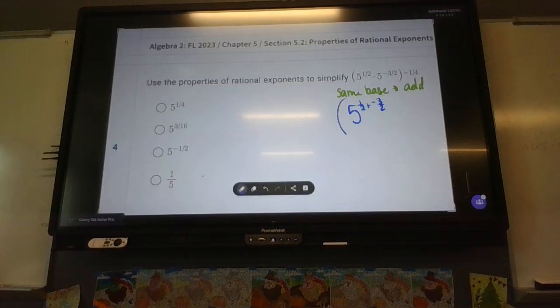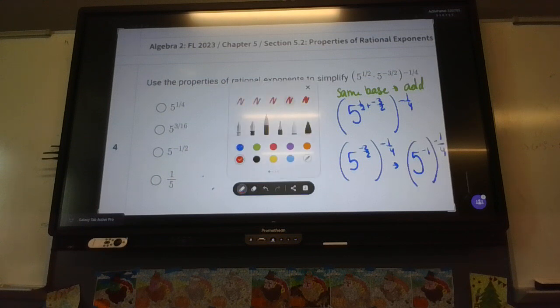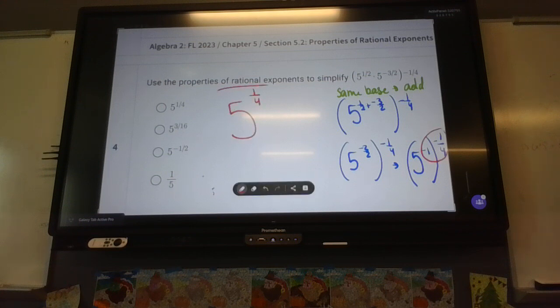So, and those have a negative 1/4 outside. So, 1 minus 3 is negative 2. So that's 5 to the negative 1 raised to the negative 1/4. And then finally you multiply. And the answer is 5 to the 1/4.